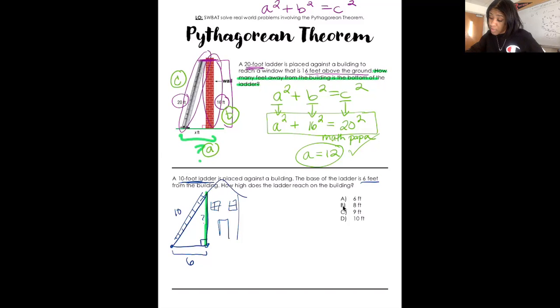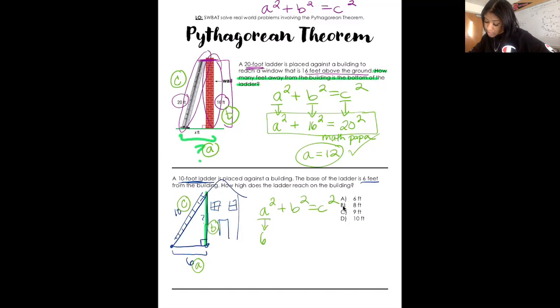So step 2, label my ABCs. C first, C is the slanted one, that's my C. The shortest one is my A. The leftover one is my B. Step 3, formula, A squared plus B squared equals C squared.